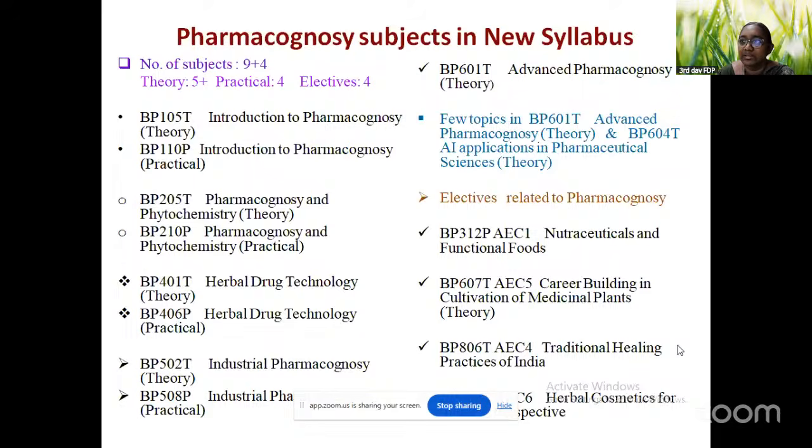And in sixth semester, there is only 1 theory subject. Along with these are the entirely pharmacognosy subjects. Other subjects also have the incorporation of pharmacognosy-related topics. Those are 601T, named Advanced Pharmacognosy, and 604T, AI Applications in Pharmaceutical Sciences. Apart from this, the electives covering the pharmacognosy topics are in third semester, sixth semester, and eighth semester, and the last one, Herbal Cosmetics for Healthcare. This is also an elective.